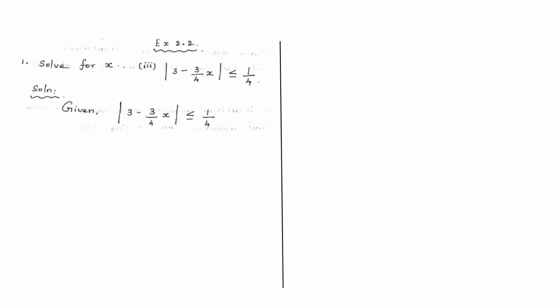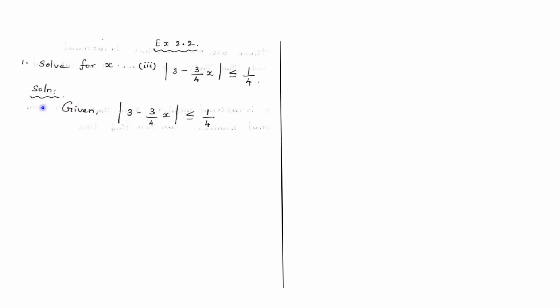Let us see some exercise problems. See exercise 2.2, first one, third sum. Solve for x. That is, we are going to find the unknown value in the given inequality. See this question: modulus of 3 minus 3 by 4 into x is less than or equal to 1 by 4. So this is the question.